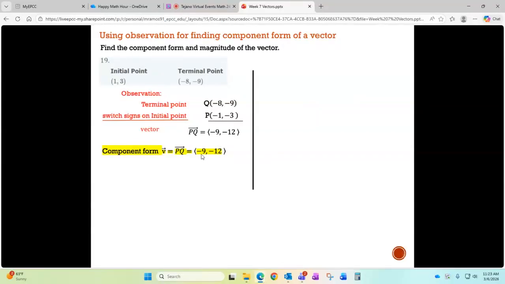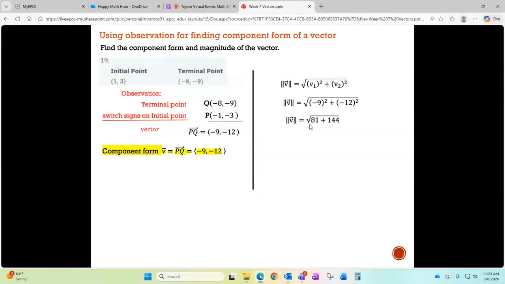Next, it wants the magnitude. So again, once you have the vector in component form, we're just going to take the square root of squaring the first term and the second term. So there's our formula, plugging in appropriately. We have the negative 9 and negative 12 that we plug in here. Square them, 81 plus 144 inside the square root. That adds up to 225, square root of 225, and this is a perfect square, so the square root of 225 is 15. Magnitude is 15.